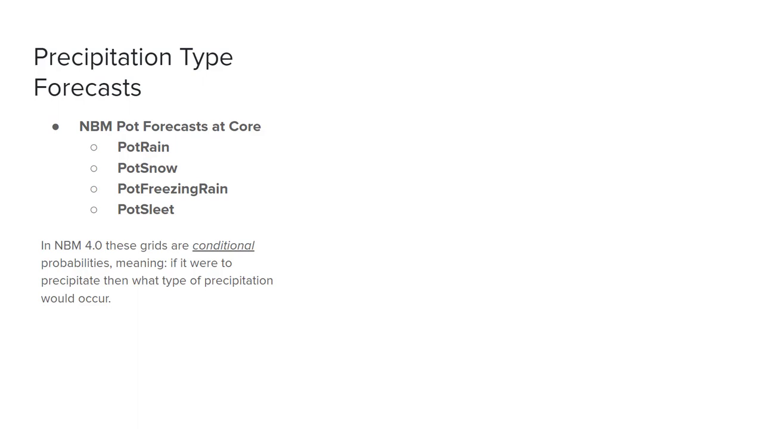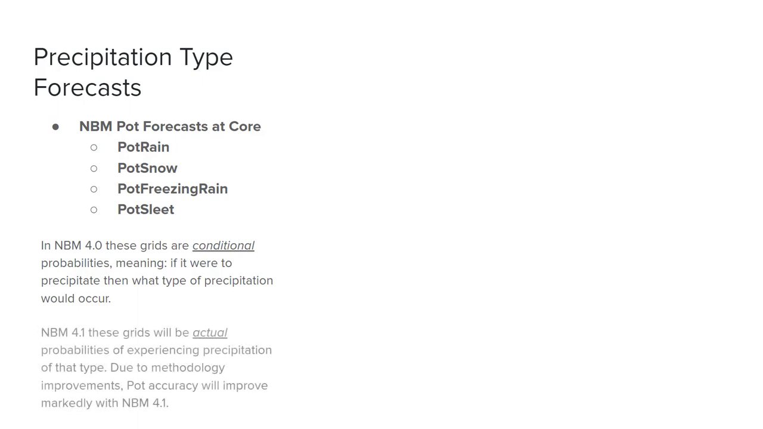So for instance, a conditional probability of snow of 50% and a conditional probability of rain of 50% means that if it were to precipitate, in other words, if we had a pop, then the precipitation would be a 50-50 rain-snow mix. In NBM 4.1, these conditional POT grids are going away.